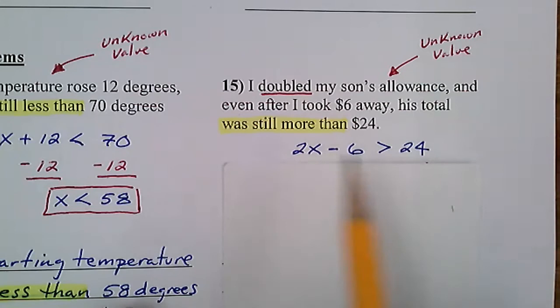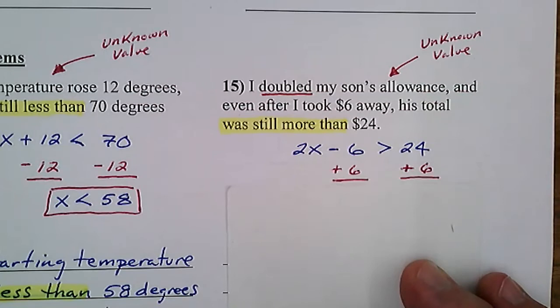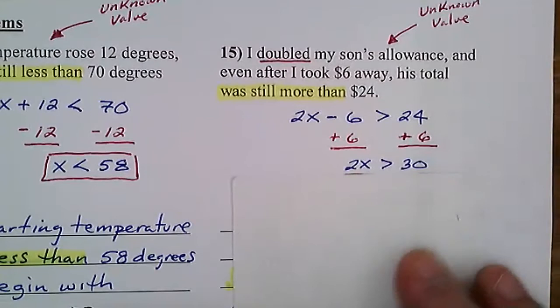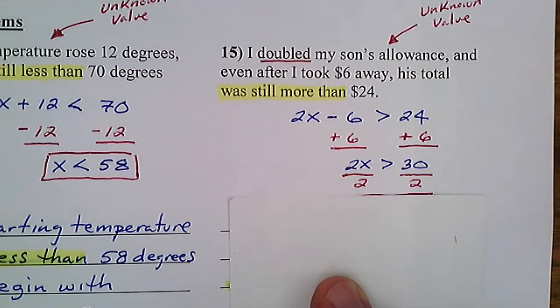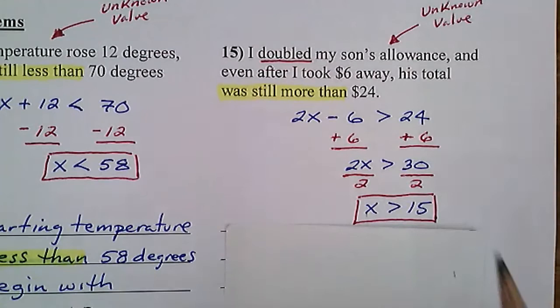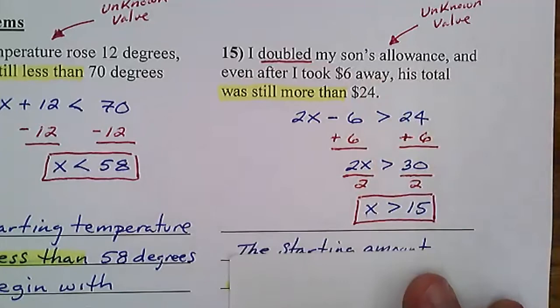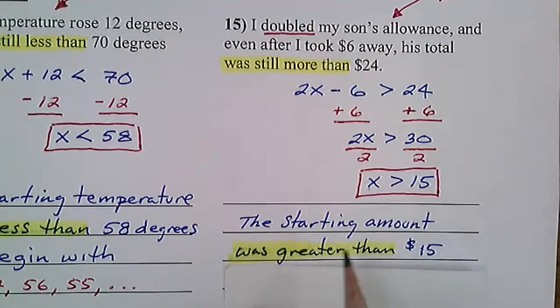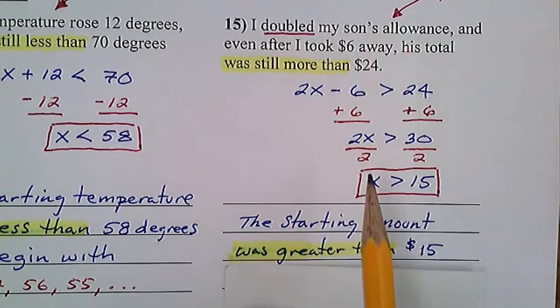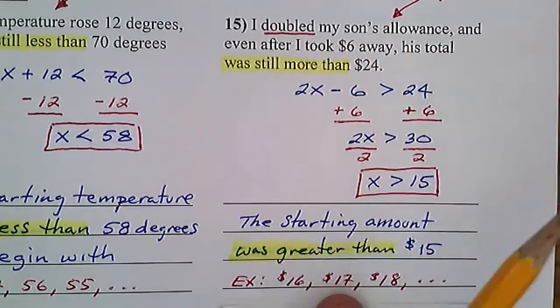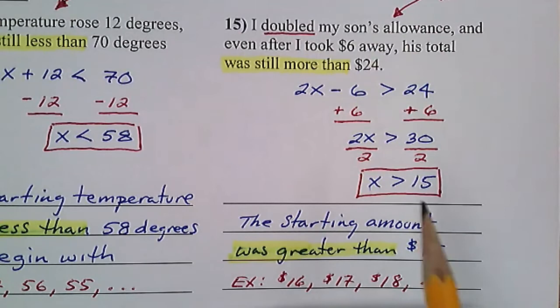Now we're going to solve this two-step inequality. We add six to both sides, which gives 2x is greater than 30. Then I divide by two, and that gives x is greater than 15. Now we need to interpret this. x represents the allowance, so the starting allowance was greater than $15. It could have been $16, $17, $18, $20. We just know that number had to be greater than 15.